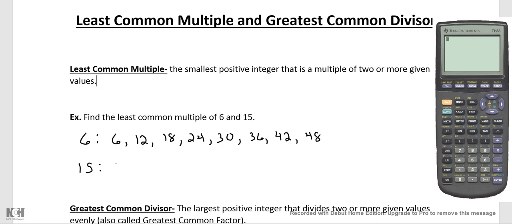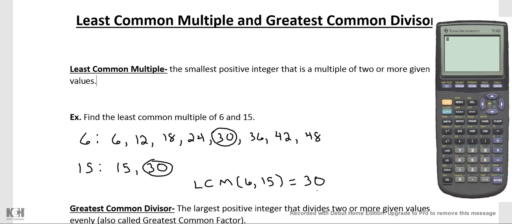Now we're going to do the same thing for 15. We'll start with 15. 15 times 1 is 15. 15 times 2 is 30. Now I could keep going, but I've already found a value that is common in both lists. So as soon as I find that first number that is the same, that is my least common multiple. So we write the least common multiple of 6 and 15 is 30.